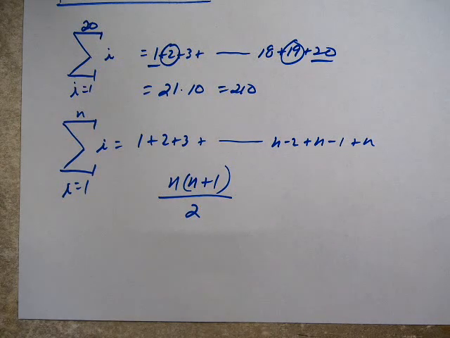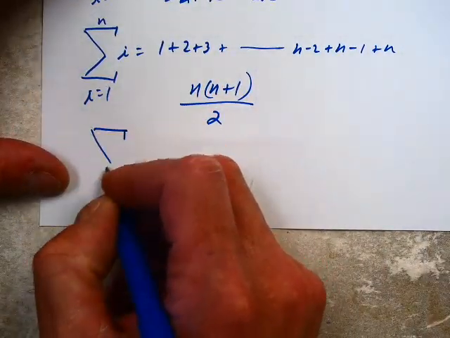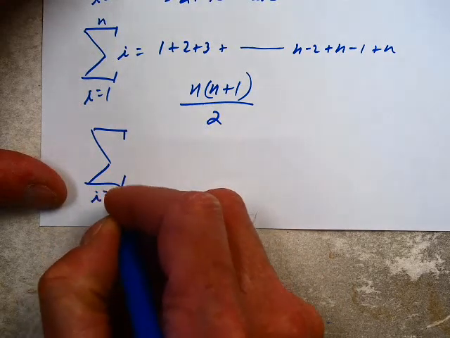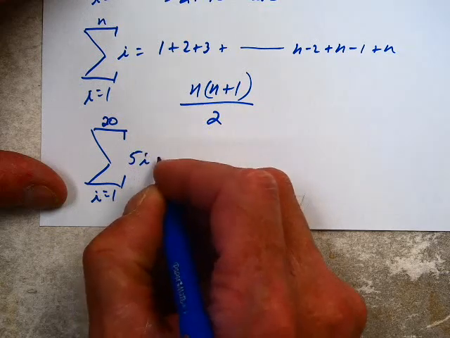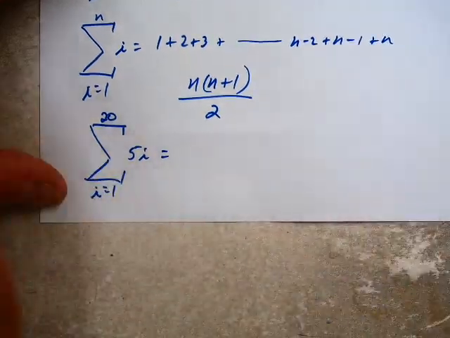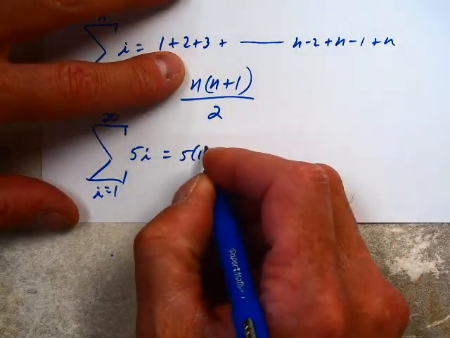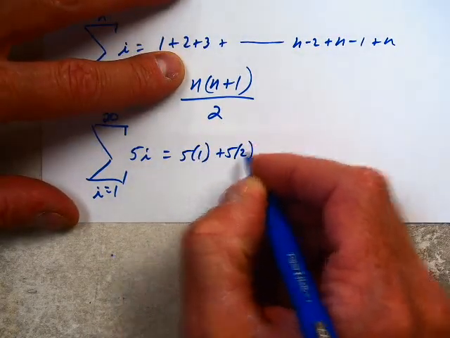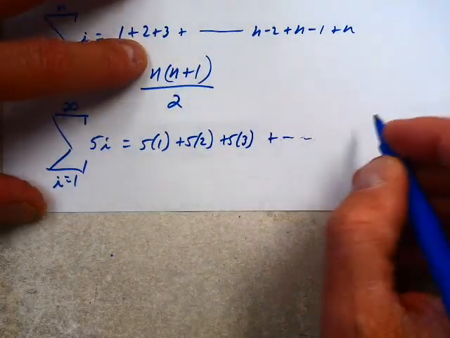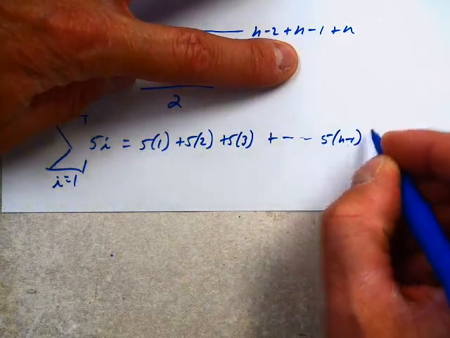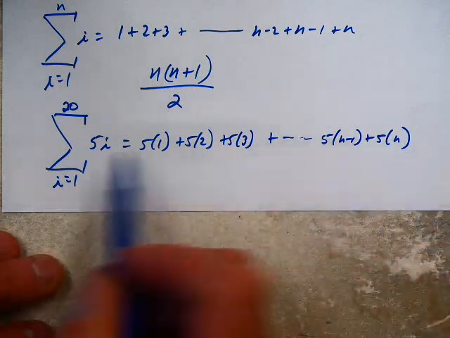So then I've got this question. What if I would change this to i equals 1 to 20 of 5i? Well, let's think about this. My first term is 5 times 1. I'm going to write this out and you'll see this. 5 times 2 plus 5 times 3 plus 5 times n minus 1 plus 5 times n. If you were going to add all those things up, what would you do?